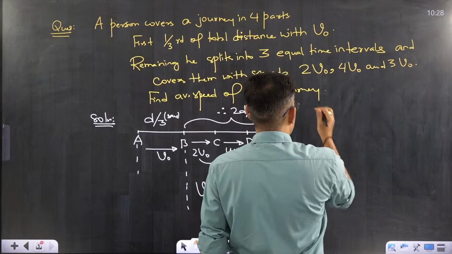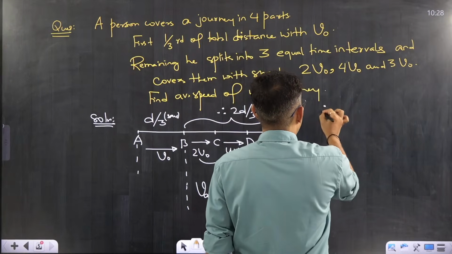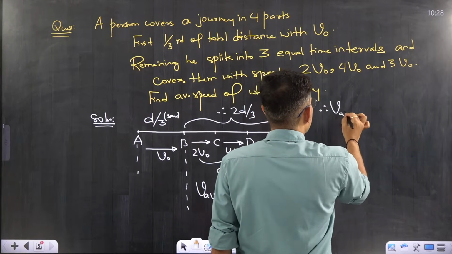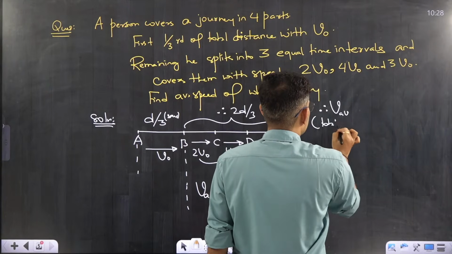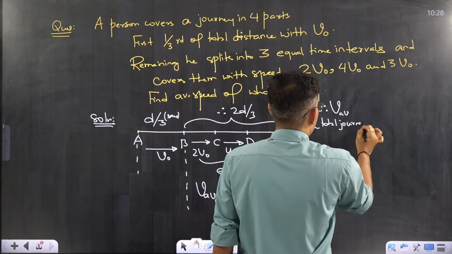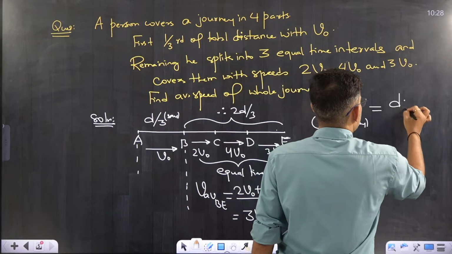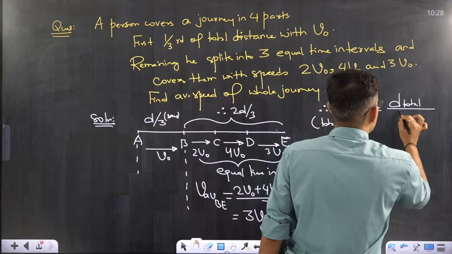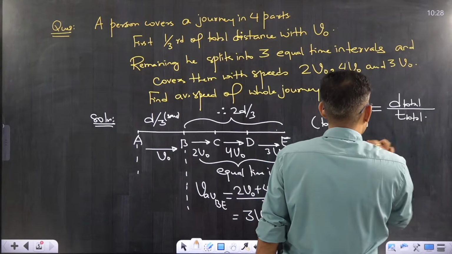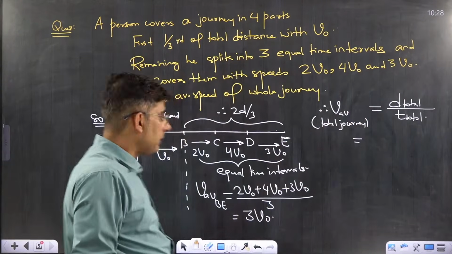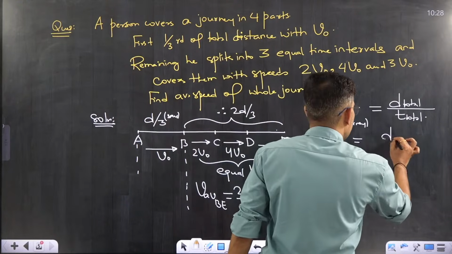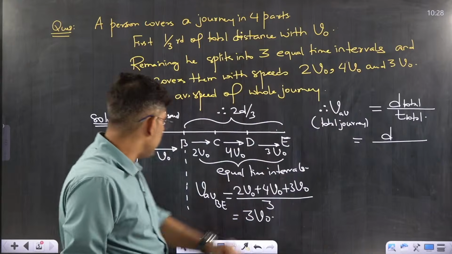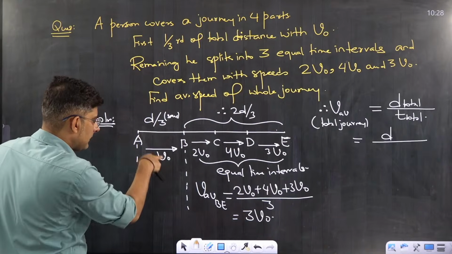Because now if I write the average speed for the total journey, I will write total distance by total time. What is the total distance? D by 3 plus 2D by 3, which becomes D. Now time. You know distance and speed.